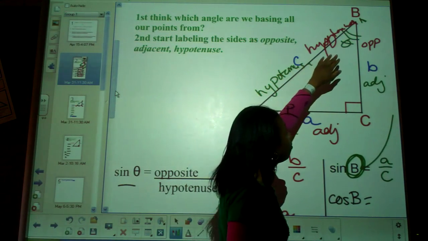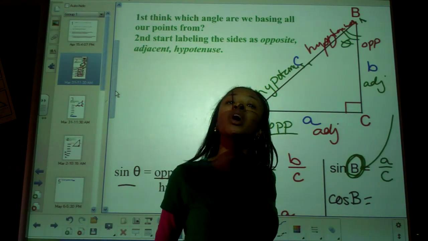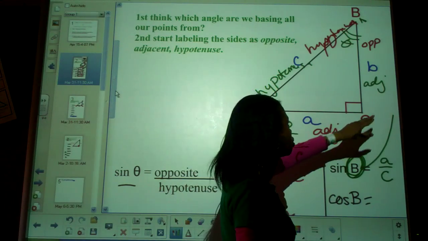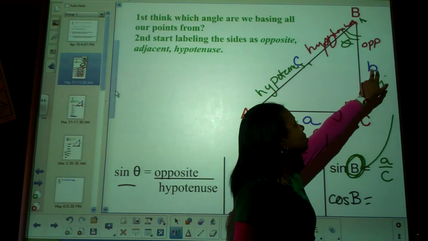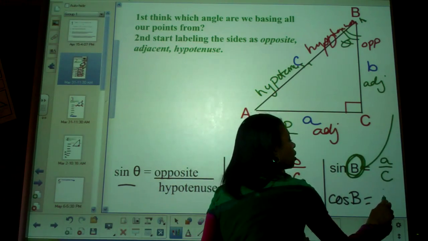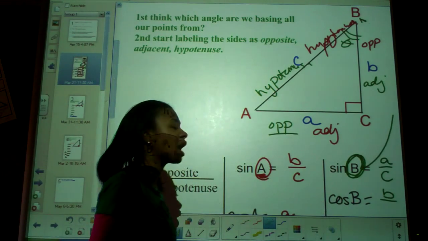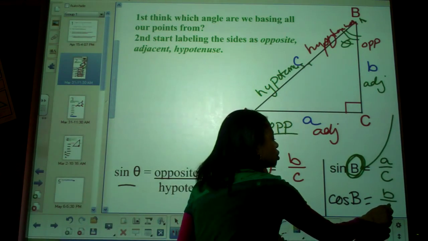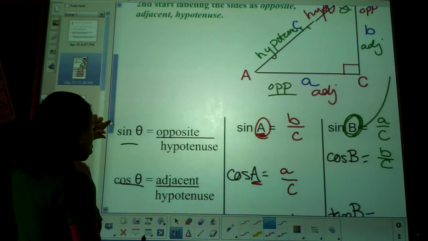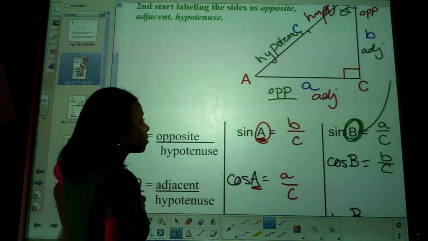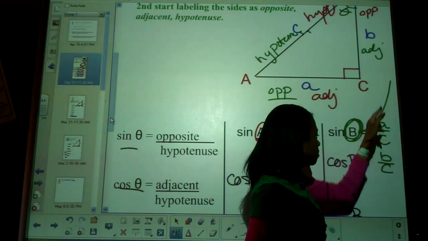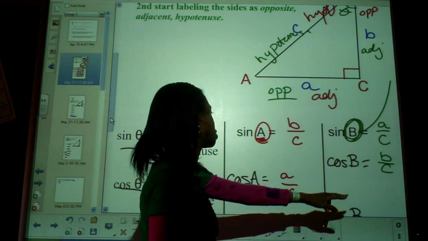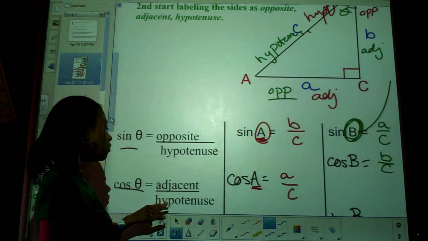So I go back to angle B, and in reference to angle B, which leg is adjacent or next to? Green is my adjacent, which is B. Cosine means adjacent over hypotenuse, which is C. There's my cosine, adjacent over the hypotenuse. Okay, and there's my adjacent, which is B, over the hypotenuse, which is C. So adjacent over hypotenuse.